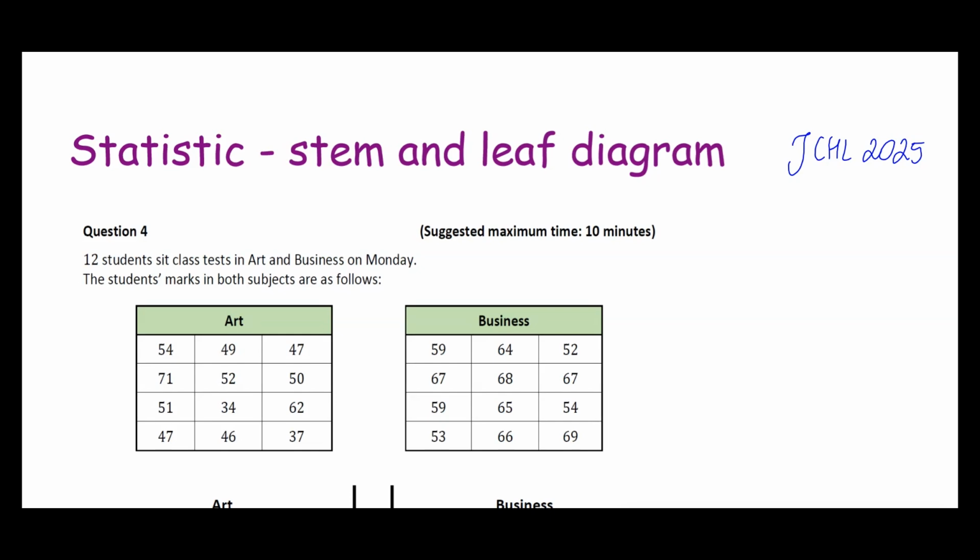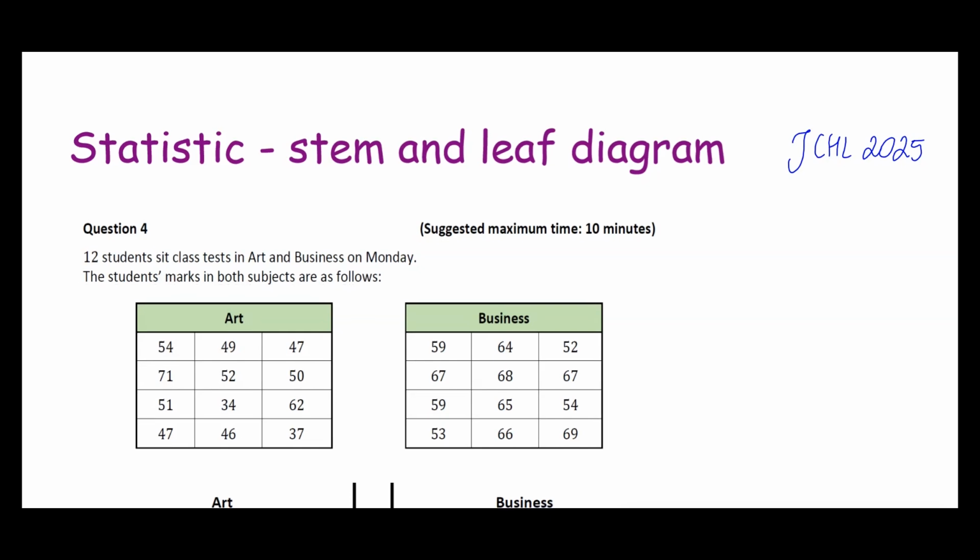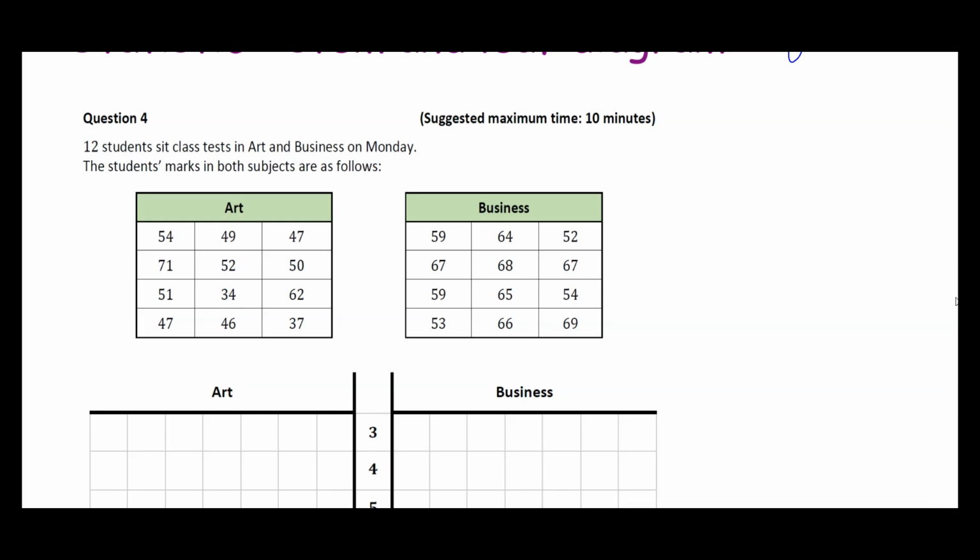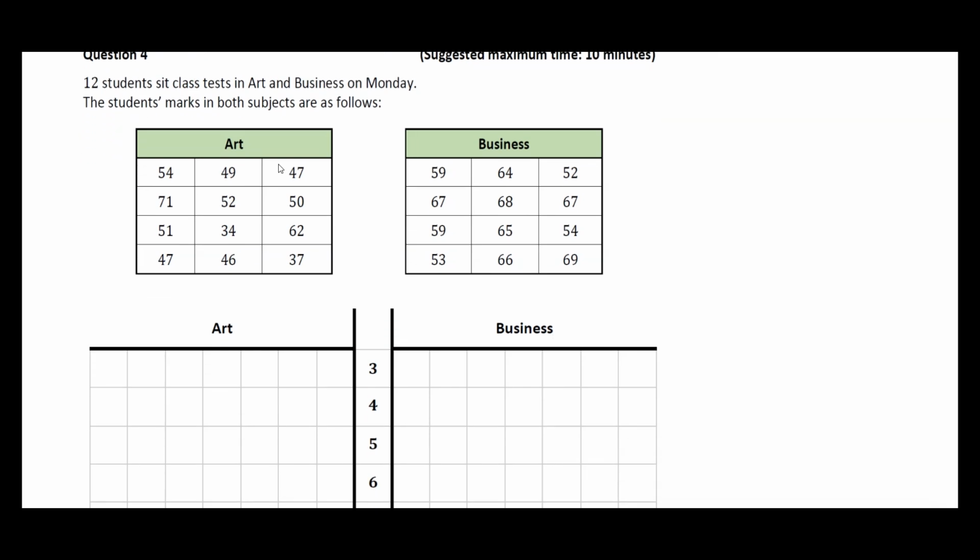Statistics, stem and leaf diagram. Let's have a look. 12 students sit a class test in art and business on Monday. The students' marks in both subjects are as follows. So here we have art and here we have business.